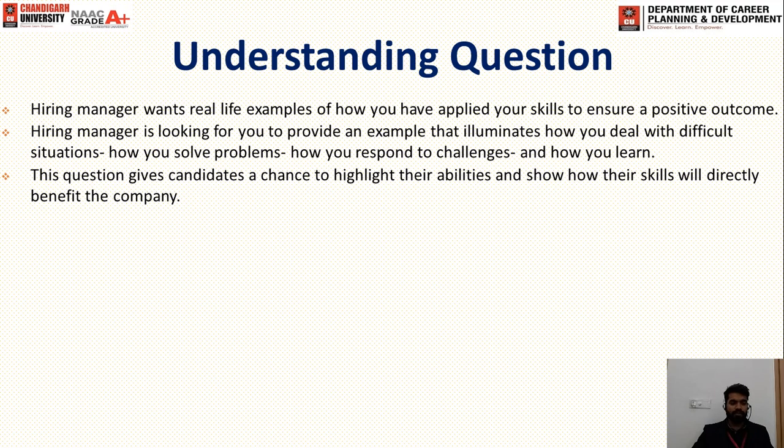Okay, this question gives candidates a chance to highlight their abilities and show their skills that will directly benefit the company. Again, it's all about you, it's all about your learning, how you're responding. And if you have responded in a positive way, the way the company is actually looking for, that might guarantee you the job that you are interviewing for.